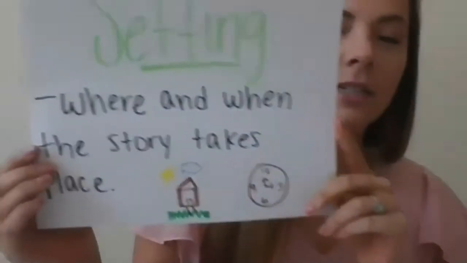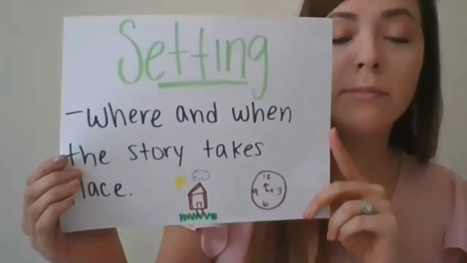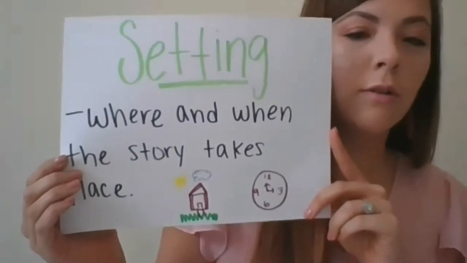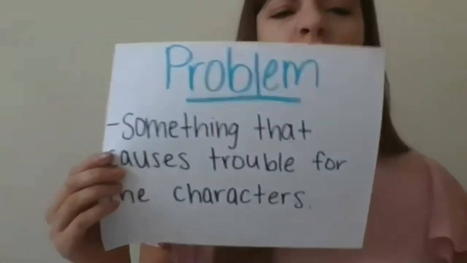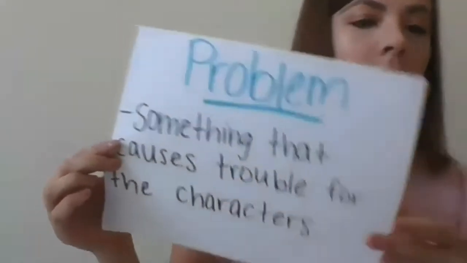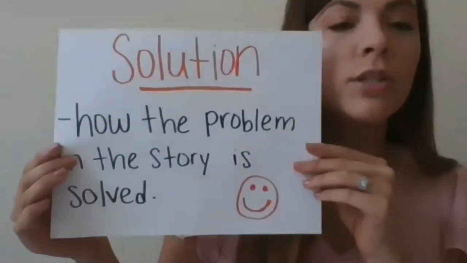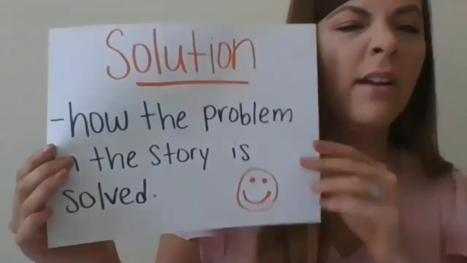Okay? And then we have a setting, which is where the story takes place, maybe what time or what season, or maybe if it's at a house or a farm. And then we have the problem, which is something that happens or something that goes wrong or a challenge that the character can face. And then we have the solution, or also known as the resolution, which is how the problem is solved, okay? How it got better, right?